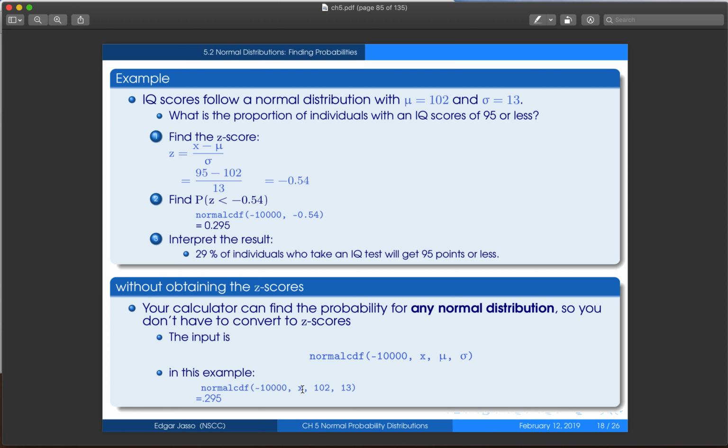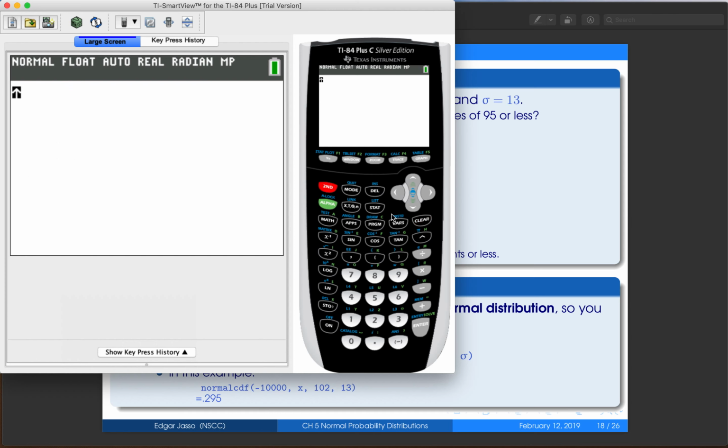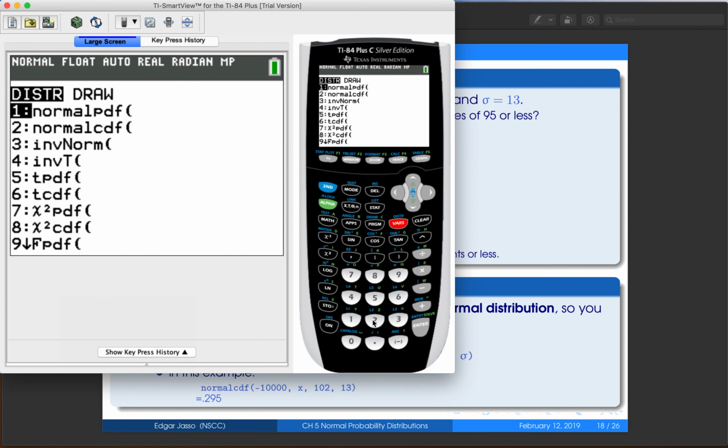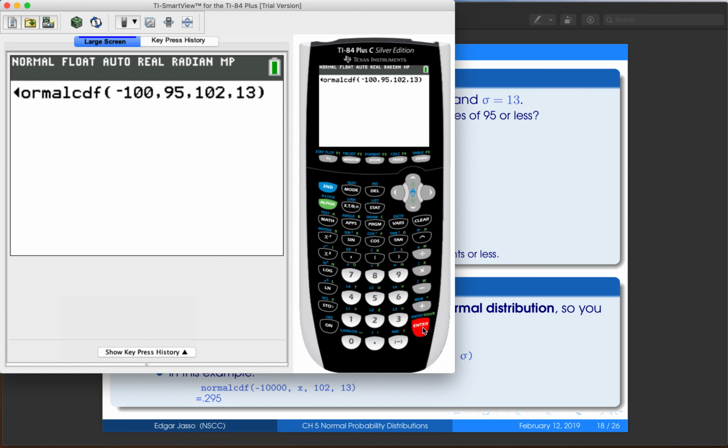So let me do it over here in my calculator window. I would do second distribution, number 2, and a very negative number. I don't care how big it is. Yeah, let's do that. I want 95, all the way to 95, and do a normal curve that has mean 102, and standard deviation is 13. So you don't have to convert to z-scores to solve the problem, because your calculator does it.